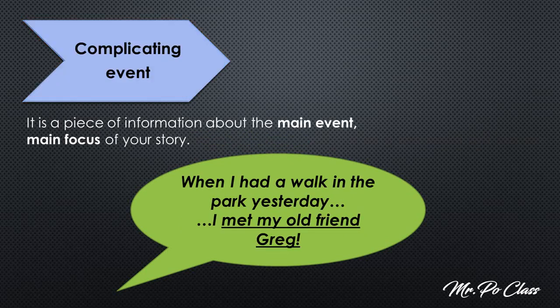And after that comes the complicating event. Out of its name you have probably guessed already, it's something most important. And it is. It's a piece of information about the main event, the main focus of your story. For example, I met my old friend Greg. Usually the complicating event is the most interesting, exciting moment that the speaker wants to tell. It is, if you will, the climax of the whole story.